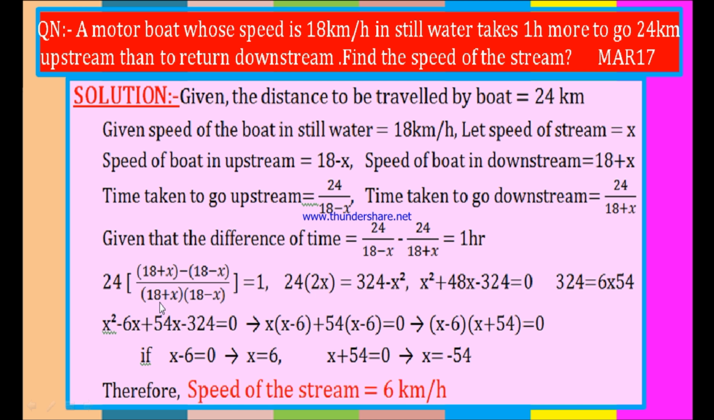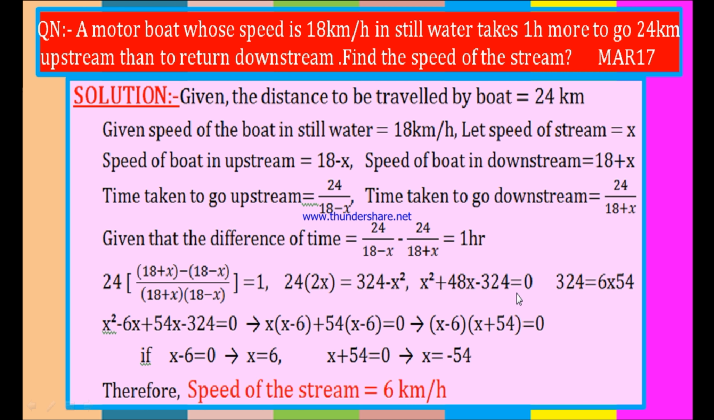This is in the form of (a plus b) into (a minus b), which is a square minus b square. That is 18 square minus x square. 18 square, 18 18s, is 324, minus x square. Now bring all to LHS. Minus x square will be plus x square, and this is plus 2 into 24, which is 48x, plus 324 other side minus 324 is equal to 0.